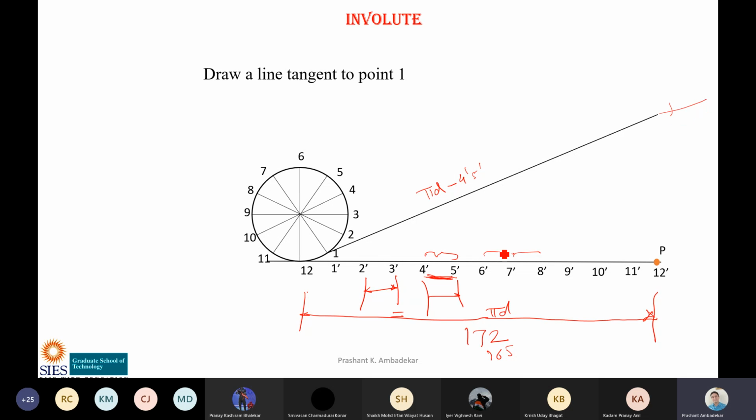Okay, we can find how much this distance is, but that is not important. That's why I am not telling you to find what the length of this line should be. So you draw a line tangent to the circle, and it should be almost equal to the length of pi d.